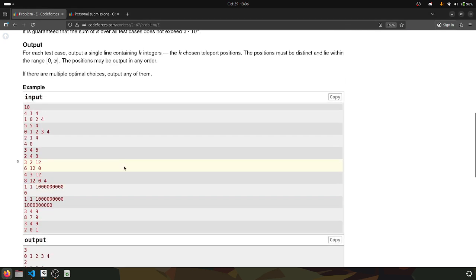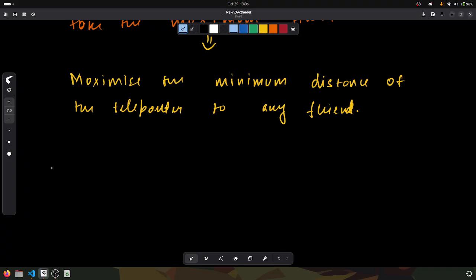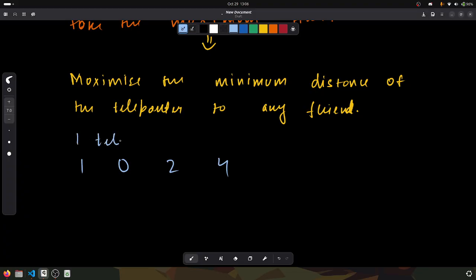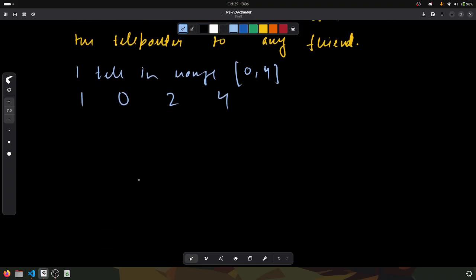So let's see the test cases. The first test case is the friends are at 1, 0, 2, 4, and we need to place one teleporter in range 0 to 4, right? So let's make a number line that will help us visualize this better. So this is the number line 0, 1, 2, 3 and 4, and we have friends on 0, 1, 2 and 4, and we need to place just one teleporter.